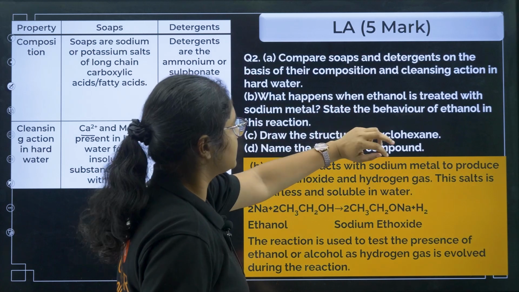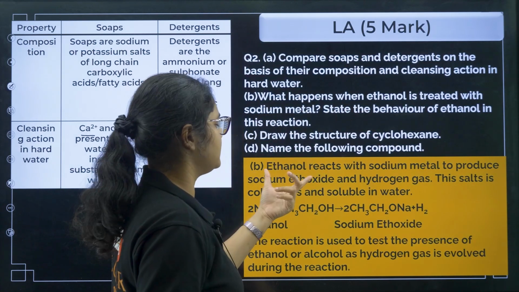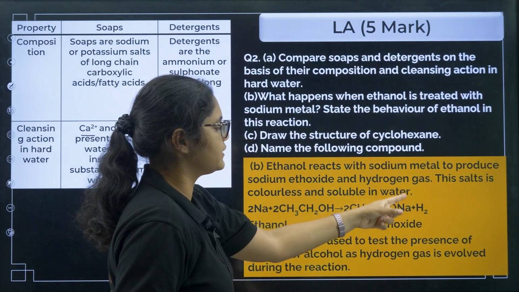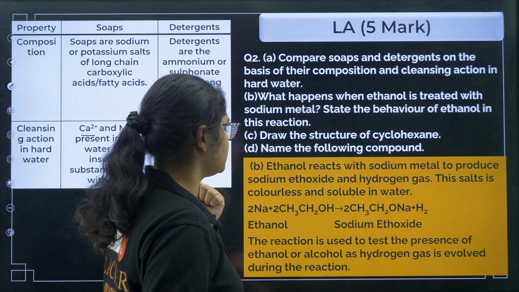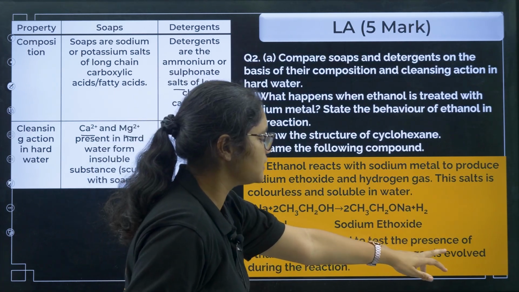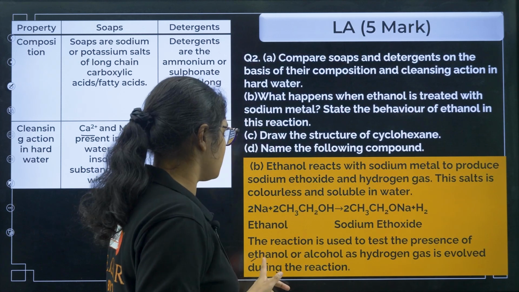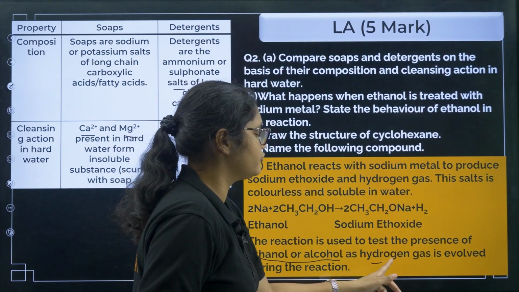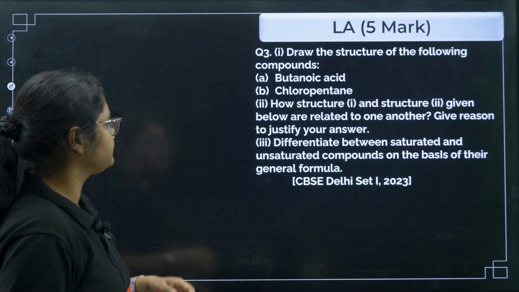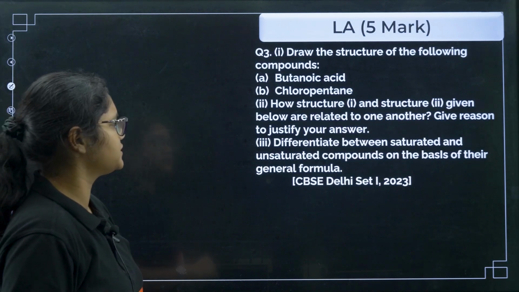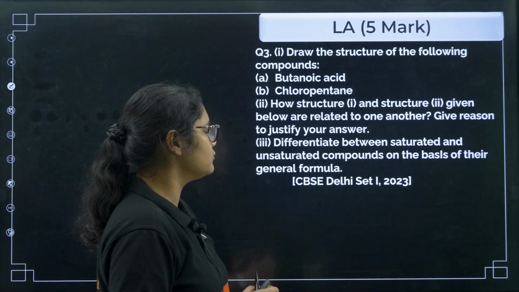Now what happens when ethanol is treated with sodium metal? When ethanol is treated with sodium metal, we get sodium ethoxide and hydrogen gas. Now what is this reaction used for? This reaction is used as a test for the presence of the alcohol group, as hydrogen gas evolves during this reaction.